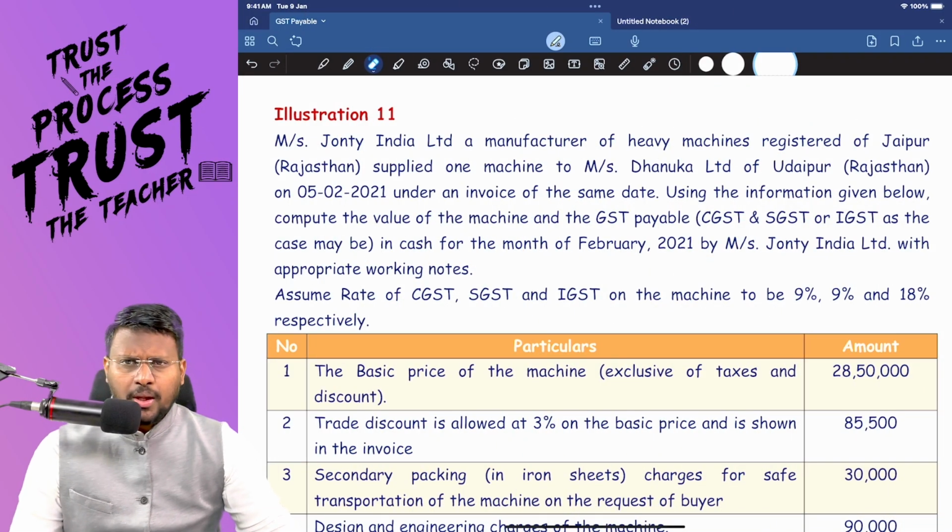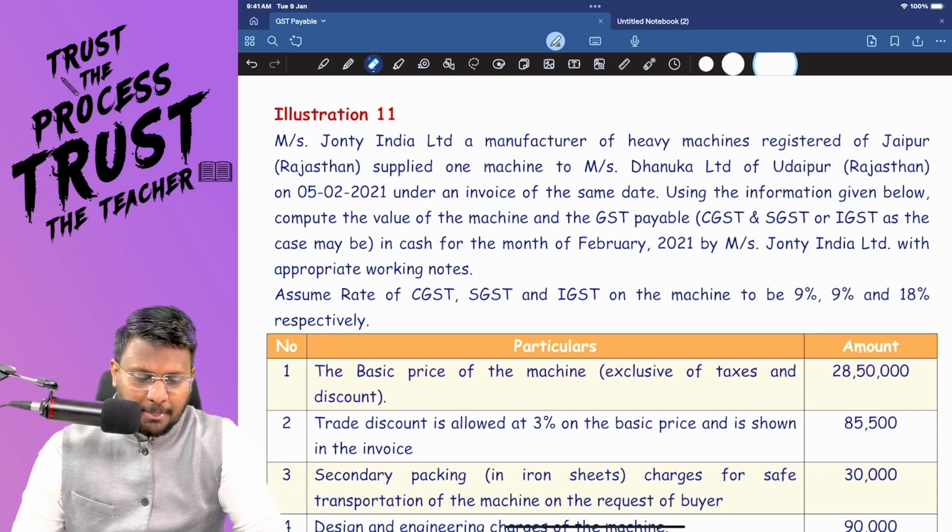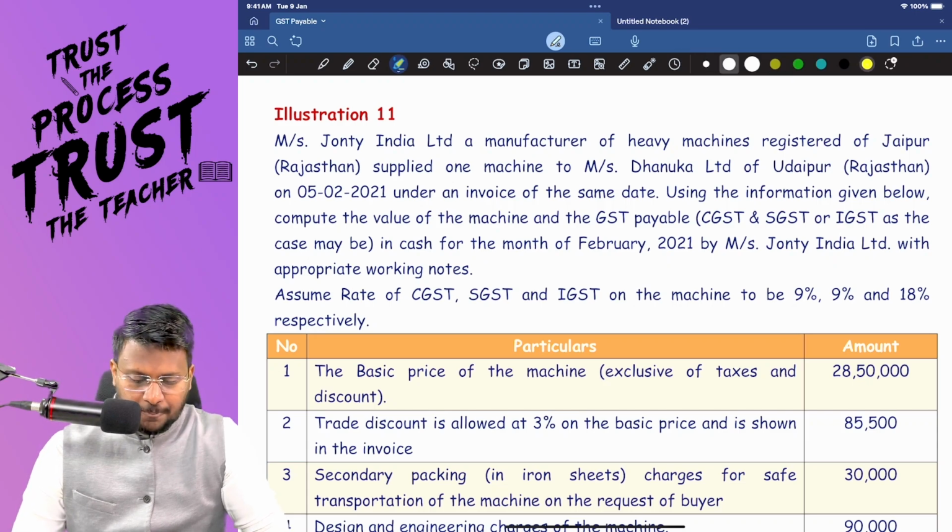Sir, very happy morning to all. Sir, we are in slot number 4. We have done illustration number 10. I am going to do illustration number 11. Fine. Illustration number 11.